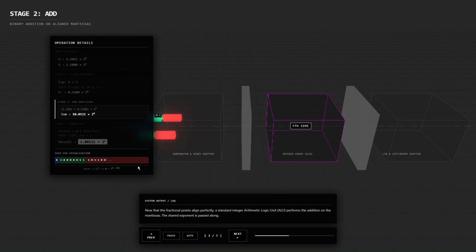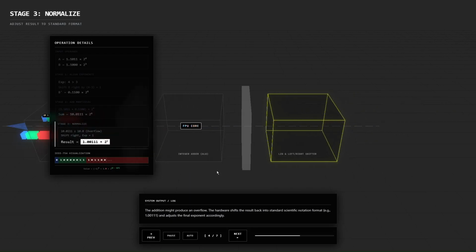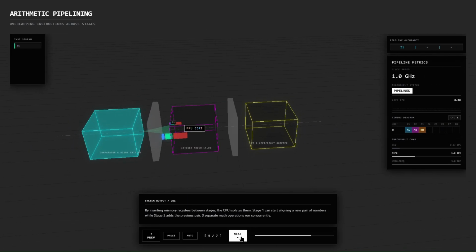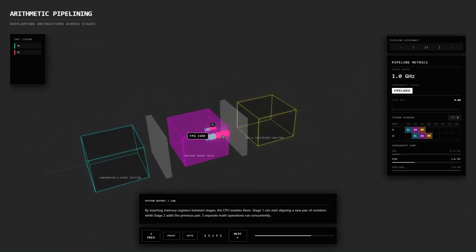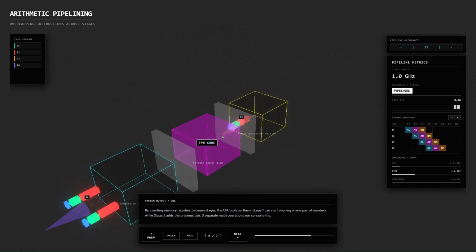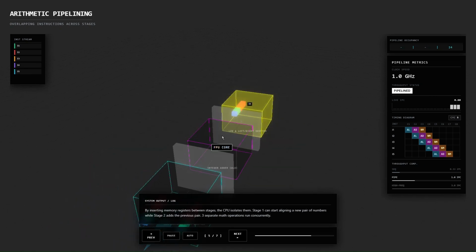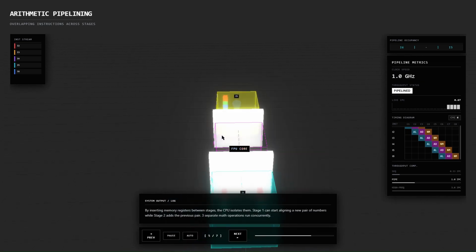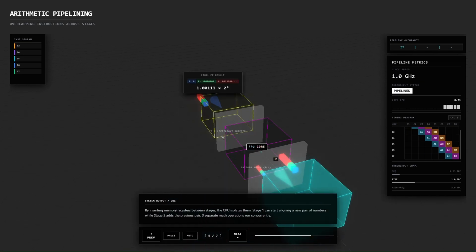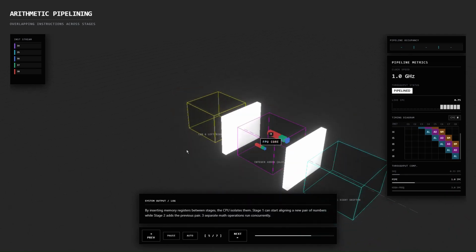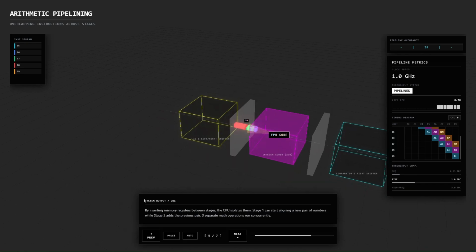So we are adding these two numbers, and the result comes out as 10.0111 times 2 to the power of 4. Now, notice anything weird? There are two digits to the left of the binary point. That is an overflow. In normalized floating point format, you are only supposed to have exactly one non-zero digit before the point. So we cannot call this the final answer yet. The result needs to be cleaned up. And that is what stage 3 is for.